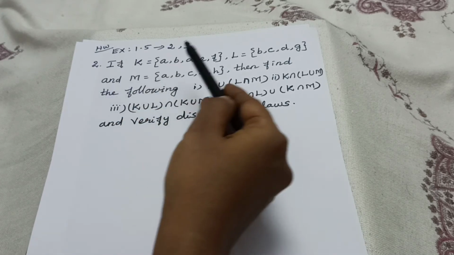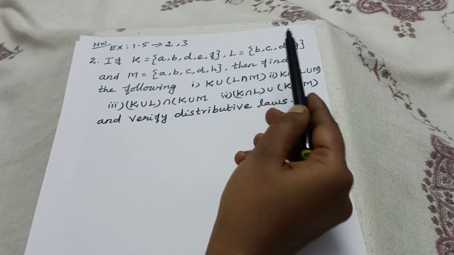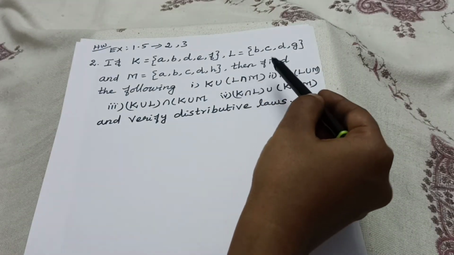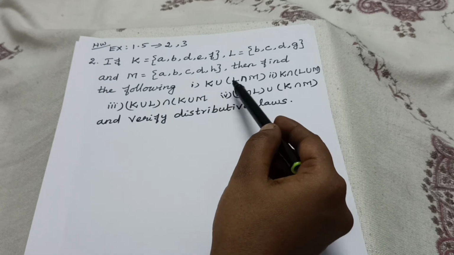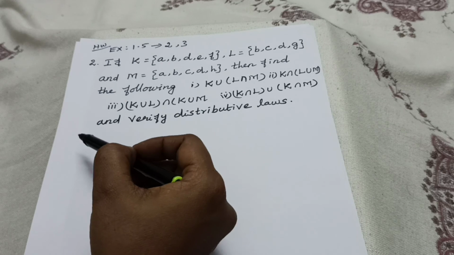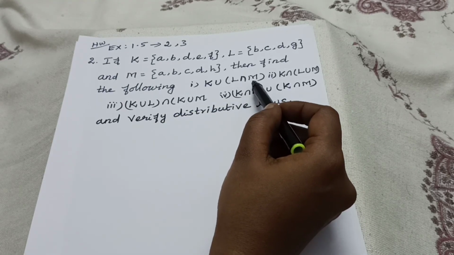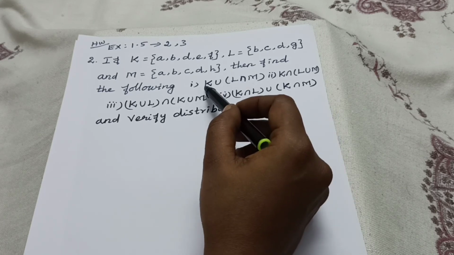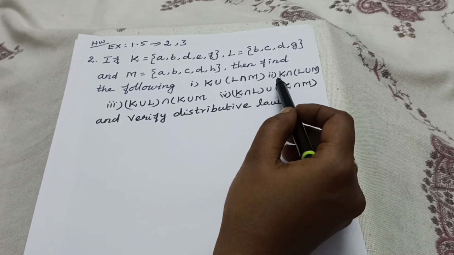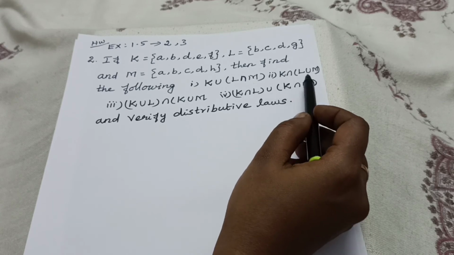Listen here. Instead of A, here K is given. Instead of B, L is given. Then instead of C, M is given. That's the difference. Then find the following: K union L intersection M. That means the first one, you find out L intersection M, which is common, you write it. Then afterwards K union L intersection M you should find out. Second one also like that only, K intersection L union M, first find out, then together you find out.